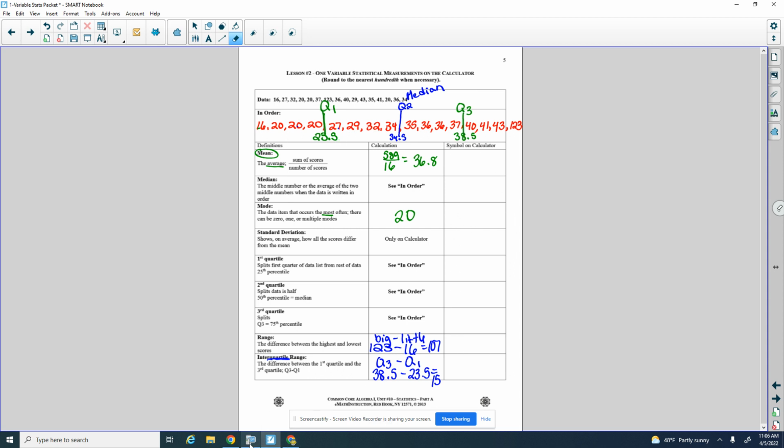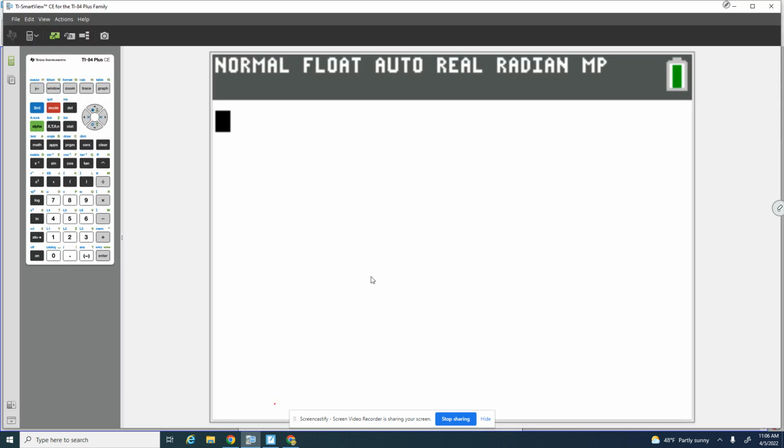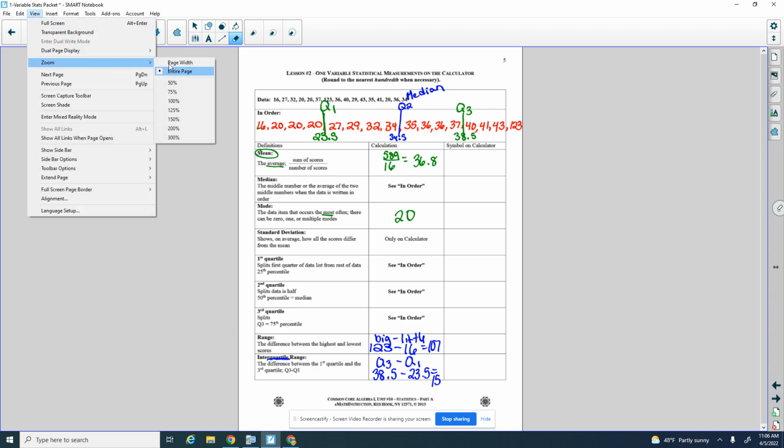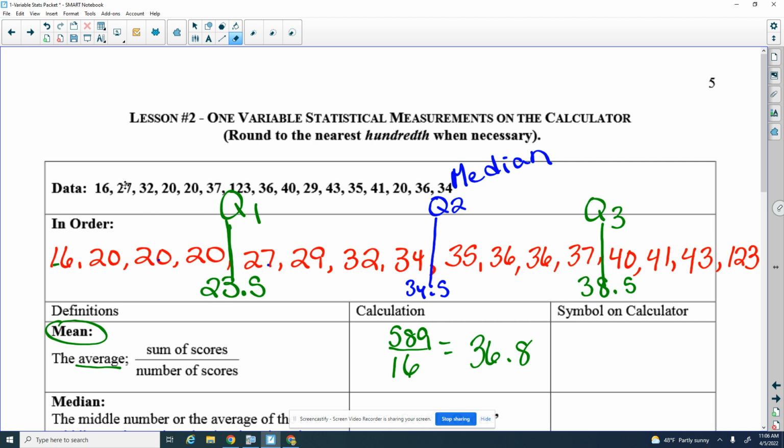So let me open up our graphing calculator here. And whoops. What I'm going to do is type in our data. When you do this on the calculator, you actually don't have to put the numbers in order. So that is one thing that makes it much easier. So I'm going to type all of these in.